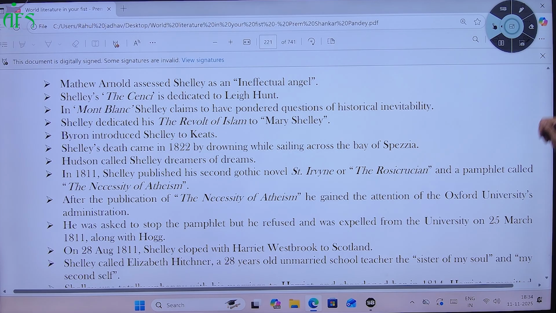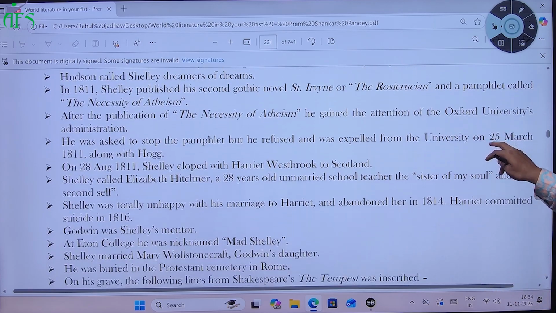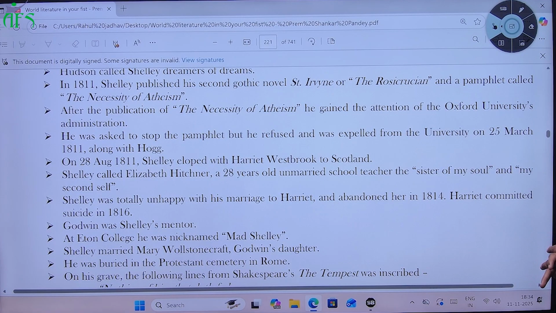After the publication of The Necessity of Atheism, he gained the attention of the Oxford University's administration. He was asked to stop the pamphlet, but he refused and was expelled from the university on 25th March 1811 along with Thomas Hogg. On 20th August 1811, he eloped with Harriet Westbrook to Scotland.